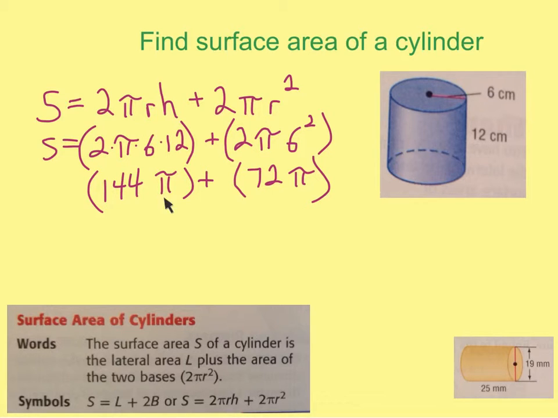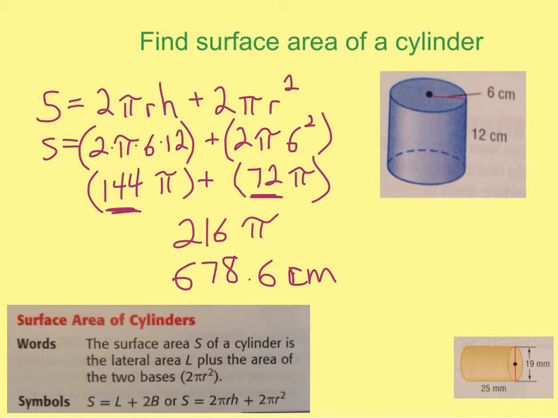Now, if I wanted to, I could do this on my calculator and add it, or I could combine these two, right? When we multiply, it's another way of saying groups of. So this is 144 groups of pi plus 72 groups of pi. If I combine those, I'm going to have 216 groups of pi. So now on my calculator, I just do 216 times pi, because I've taken 144 and added it to 72, and then I'm going to multiply it by pi. And once I do that, I get 678.6, and my label is going to be centimeters squared.